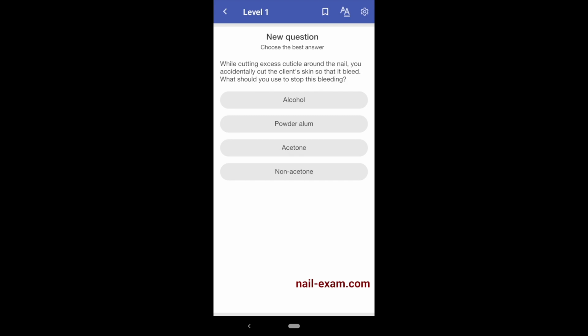While cutting excess cuticle around the nail, you accidentally cut the client's skin so that it bleeds. What should you use to stop this bleeding? Answers: A. Alcohol. B. Powder alum. C. Acetone. D. Non-acetone. The answer is B.